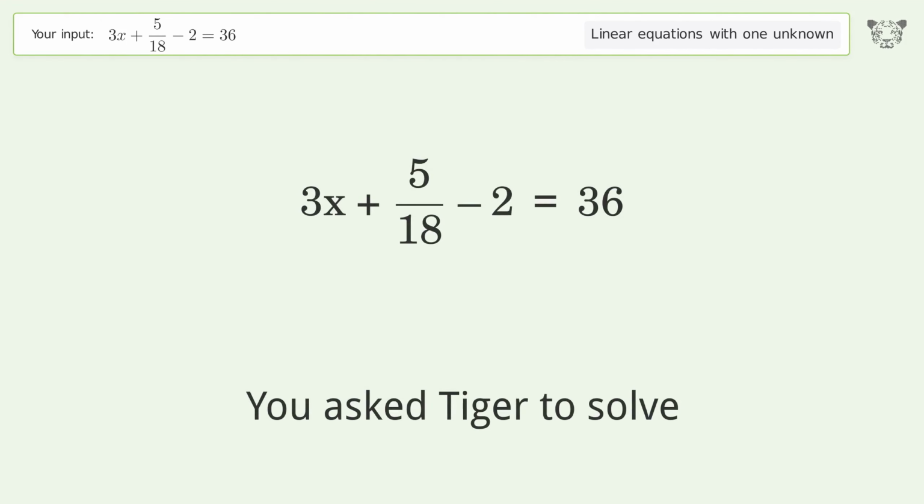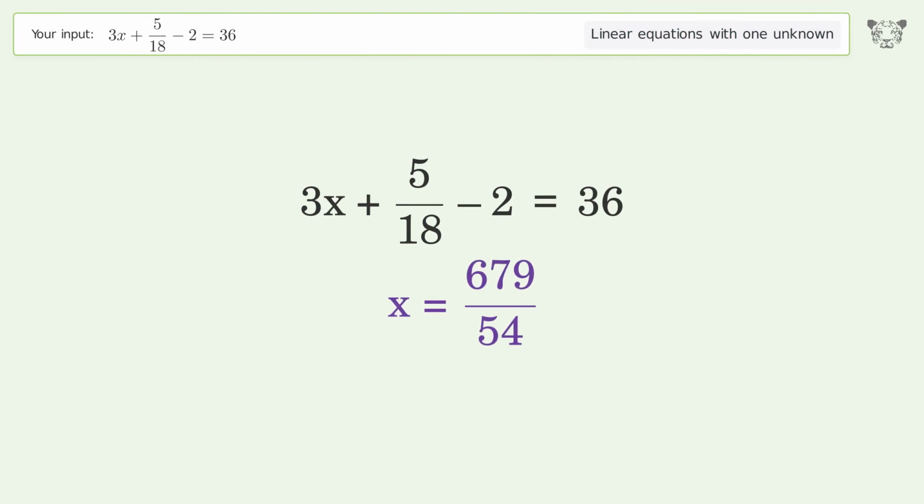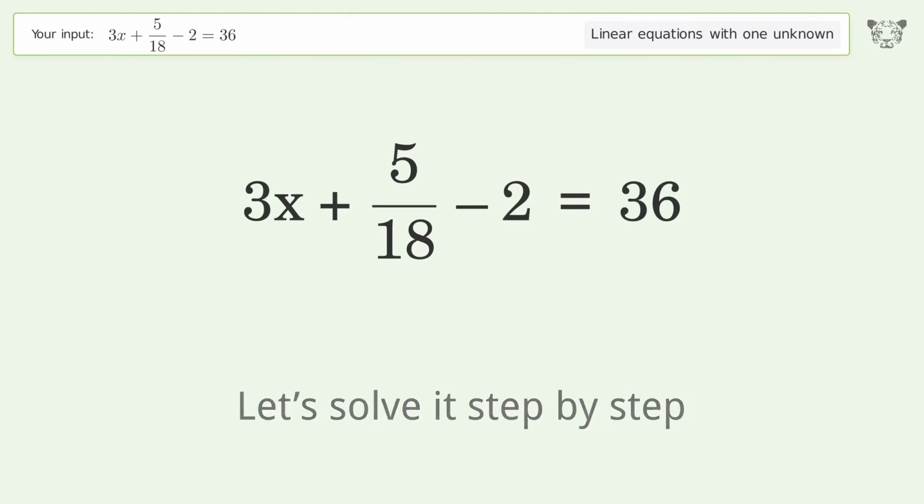You ask Tiger to solve. This deals with linear equations with one unknown. The final result is x equals 679/54. Let's solve it step by step.